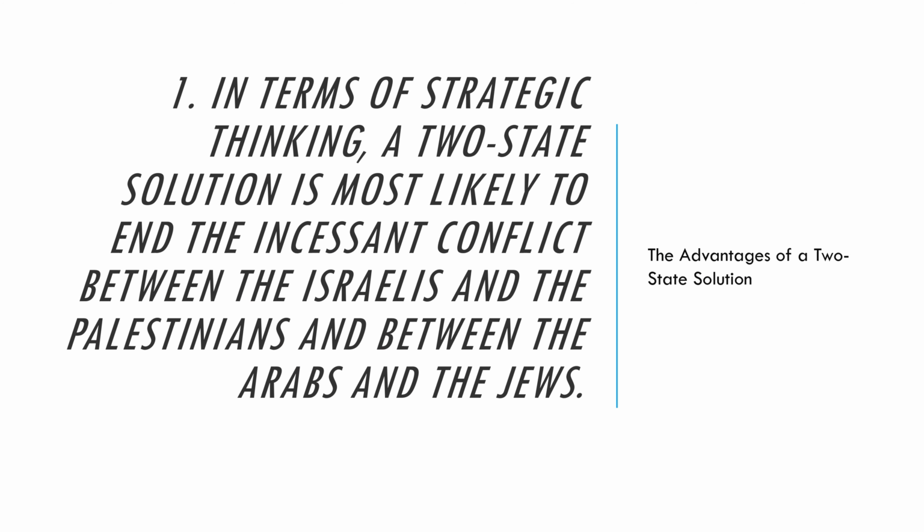Now, let's use argument 1 as the basis to begin to analyze and to compare. Argument 1 says, in terms of strategic thinking, a two-state solution is most likely to end the incessant conflict between the Israelis and the Palestinians and between the Arabs and the Jews. So let's look at the advantages of the two-state solution.